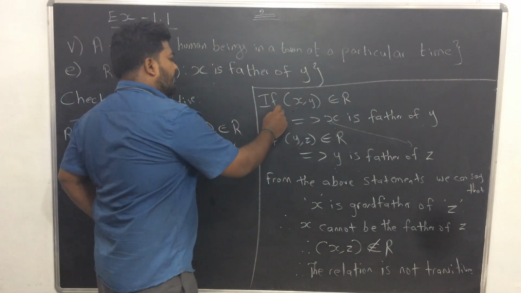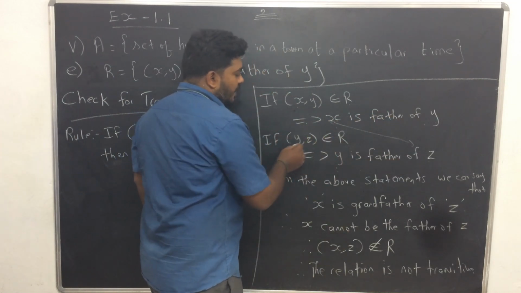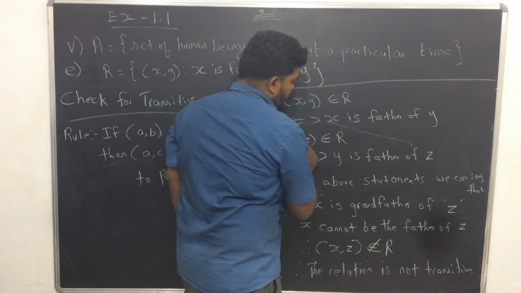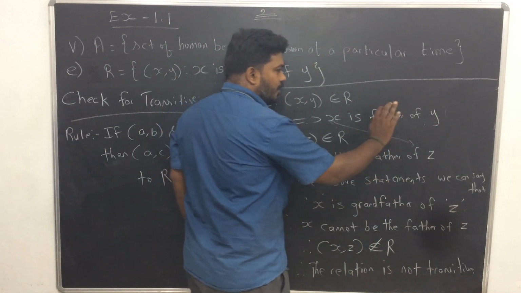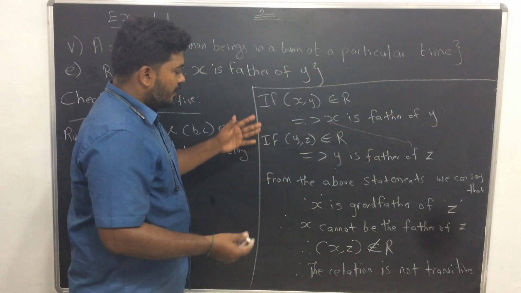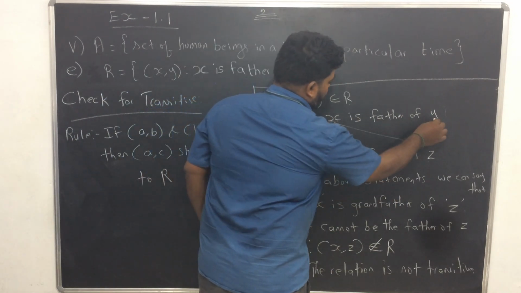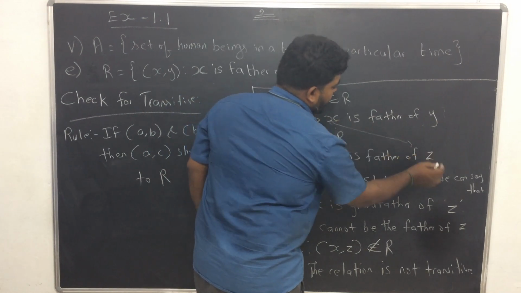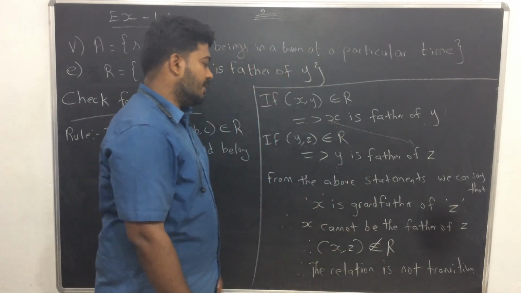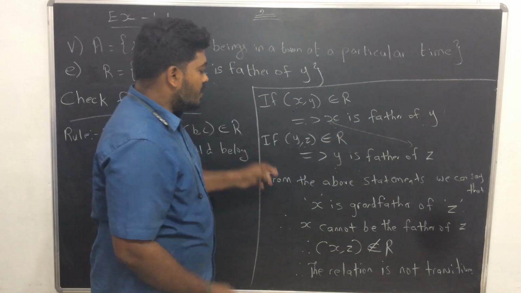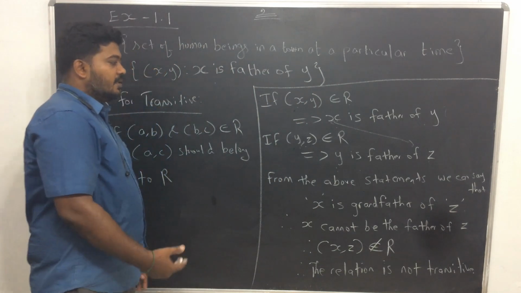So we started by saying if x comma y belongs to R, this implies that x is father of y. Very simple. And if y comma z belongs to R, then that implies that y is the father of z. Very simple. So these two statements are not contradictory. They make proper sense. Now we will move on to x comma z. From the above two statements, we can say that if x is father of y and y is father of z, then x is nothing but the grandfather of z. So in that case, x cannot be the father of z. But the relation requires x to be the father of z. So x comma z will not belong to the relation. Hence this relation is not transitive. Understood?